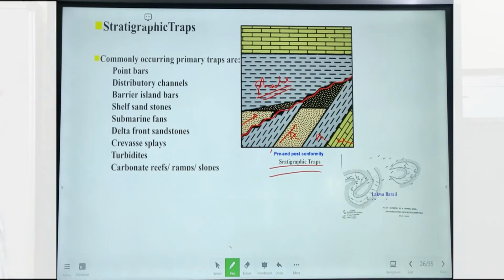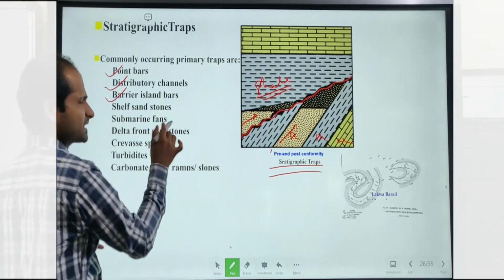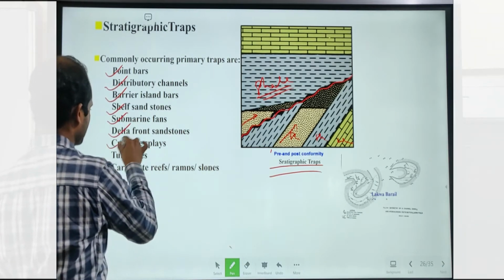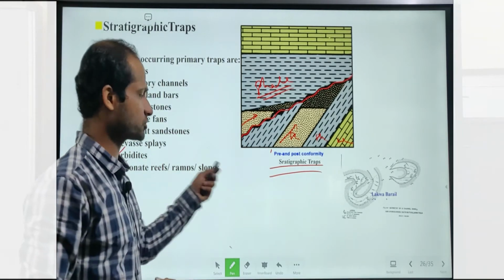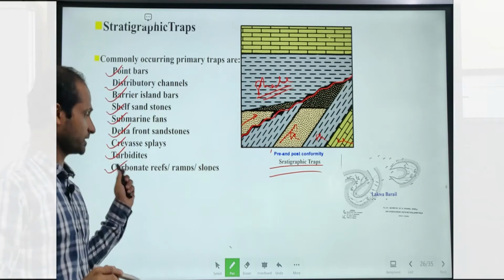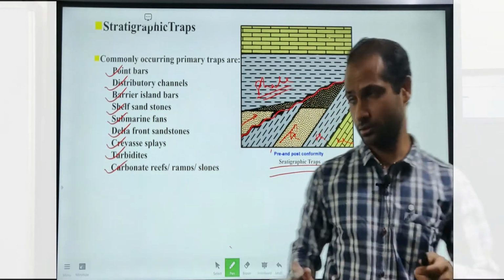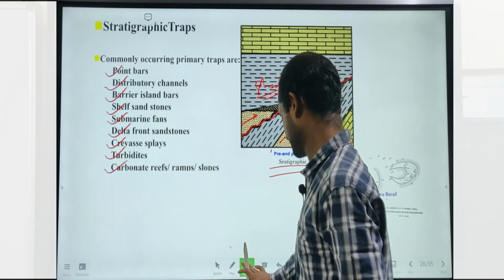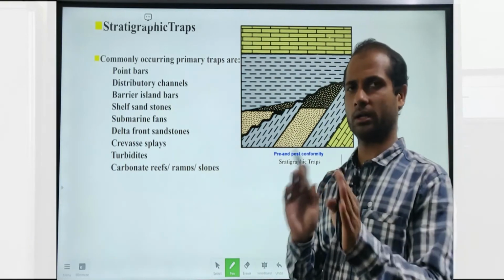So what are the primary stratigraphic traps? Over here I have listed all of them. Point bar, distributary channel, barrier island bars, shelf sandstone, submarine fan, delta front sandstone, crevasse splay, turbidites, coral reefs, and ramp slopes. Carbonate reefs and ramp slopes are kinds of carbonate deposits. All these I think you must have studied in your sedimentology classes in great detail, but still I would cover a little, just discuss how they occur.